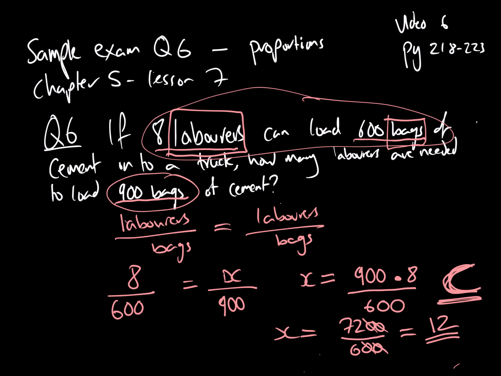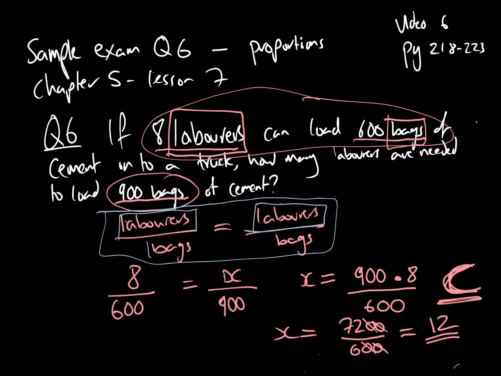So the main thing that you need to remember from this kind of question is that when you make your equation, you need to put the correct information in the correct place. So labourers will both be at the top, bags will both be at the bottom. And you should always keep this constant. That's the main thing to remember.